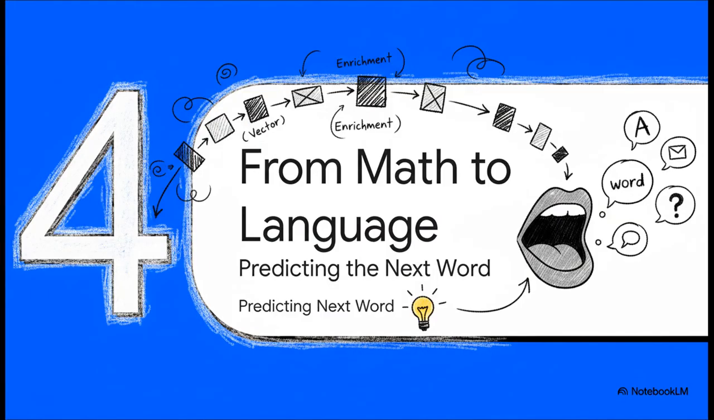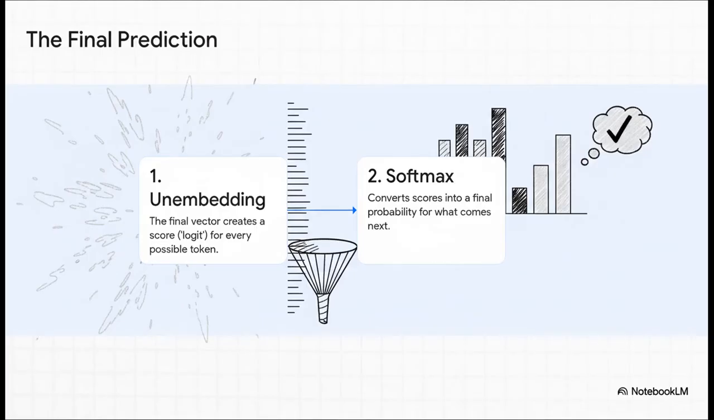And that brings us to our final section, from math back to language. Okay, so we've taken a vector, we've pumped it full of context by passing it through the network, but it's still just a list of numbers. So how in the world does the model turn that final, super enriched vector back into an actual word that we can read? Well, it's basically a two-step process.